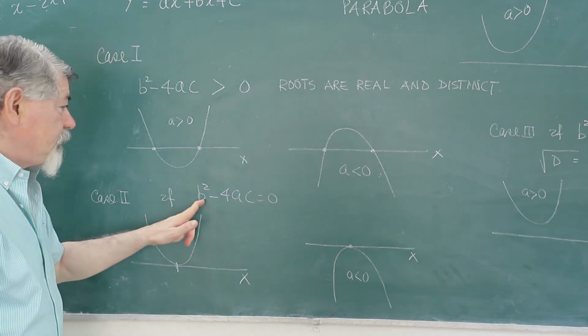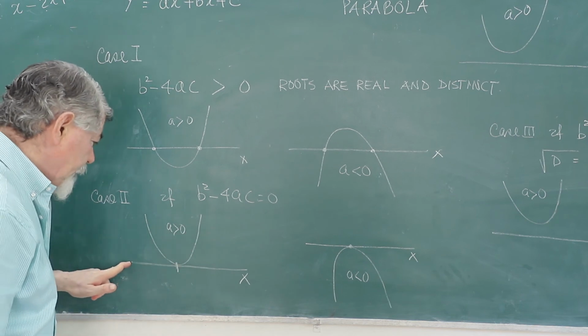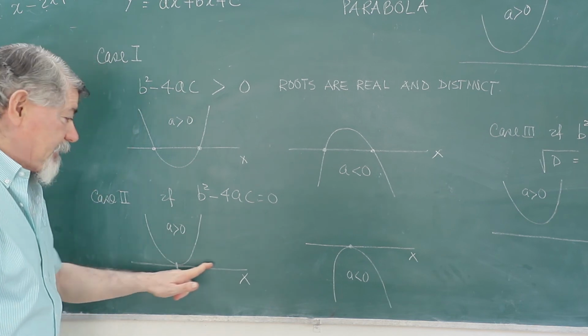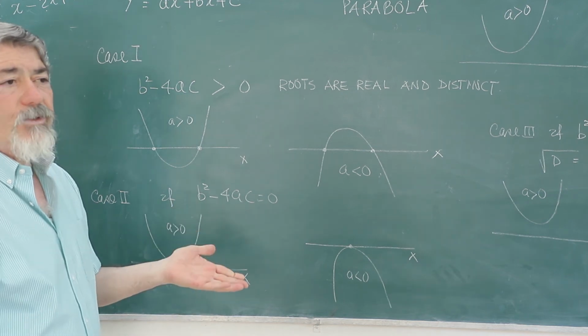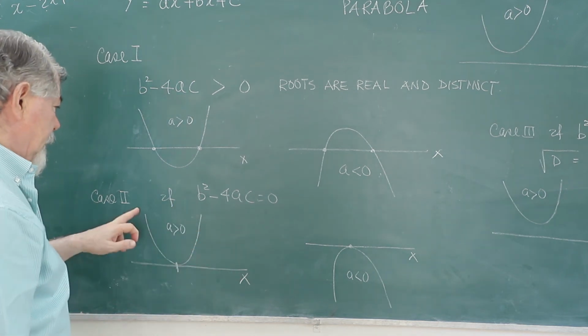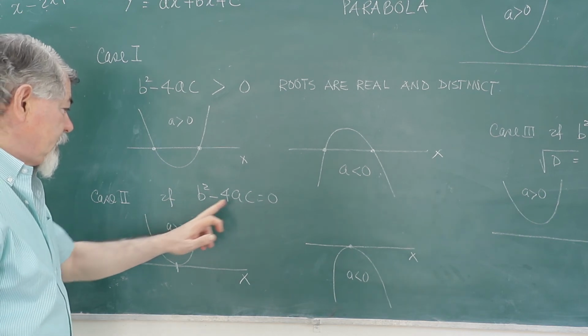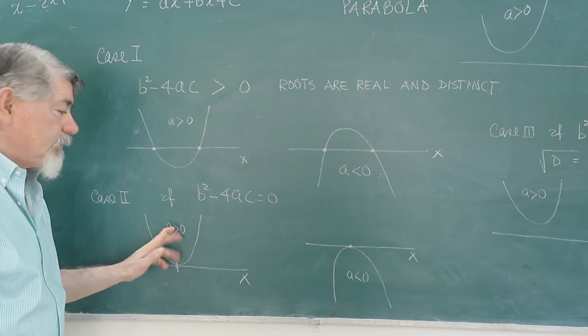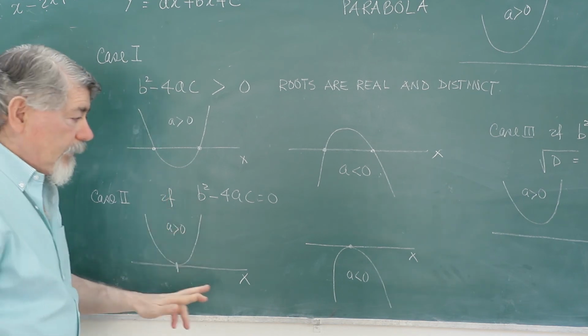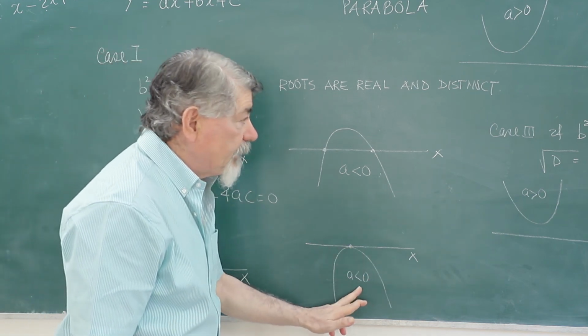Similarly here, if b square minus 4ac is 0, the parabola is only touching the x-axis. It is not cutting the x-axis. That is why you will get only one value of x. So b square minus 4ac is 0. This is the curve. Depending upon if a is greater than 0, it is opening upward. If a is less than 0, it is opening downward.